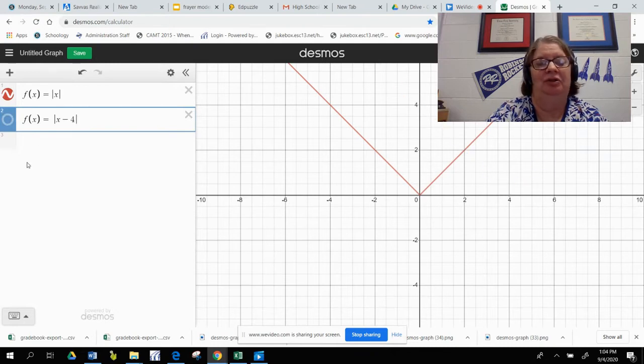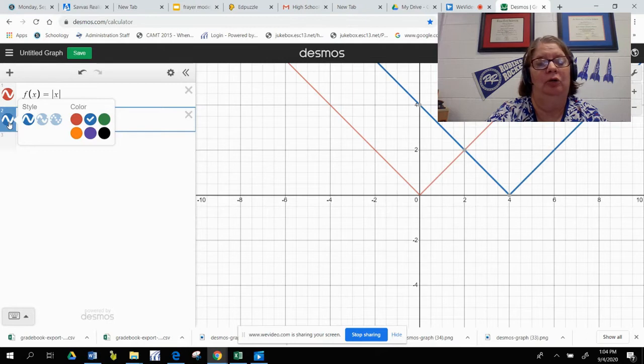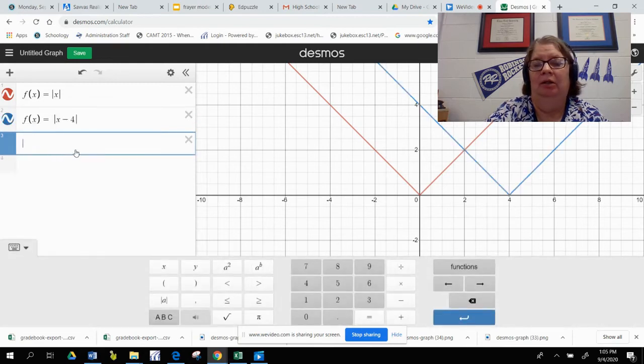You can turn that graph off and on. If I hit that, that graph's turned off. Notice you don't see it. Hit it again. It's turned blue. Hold this down, click and hold, and you can change the color. Oh, I didn't know you could do that. That is awesome.